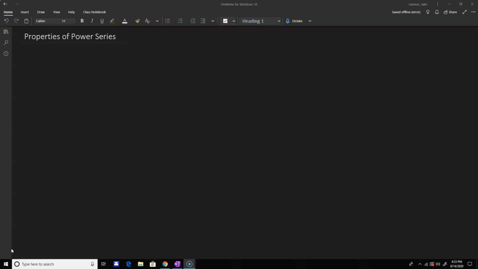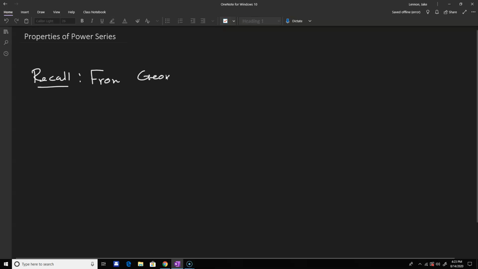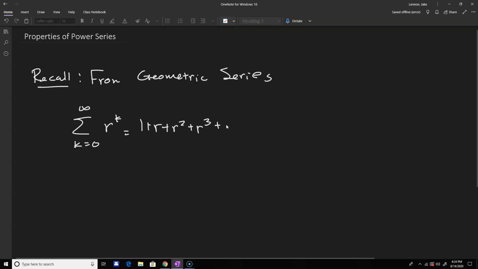You may recall from geometric series, where these things are just numbers, you had the infinite sum, say k equals 0 to infinity, and if all of these things are just powers of some common ratio r, which looks like 1 plus r plus r squared plus r cubed, and this just continues, this is equal to 1 over 1 minus r, and this converges provided our common ratio has an absolute value less than 1.